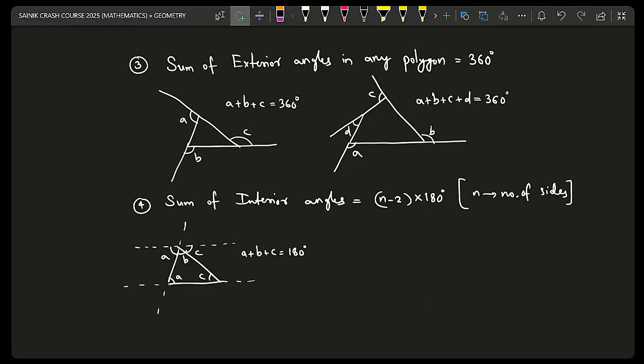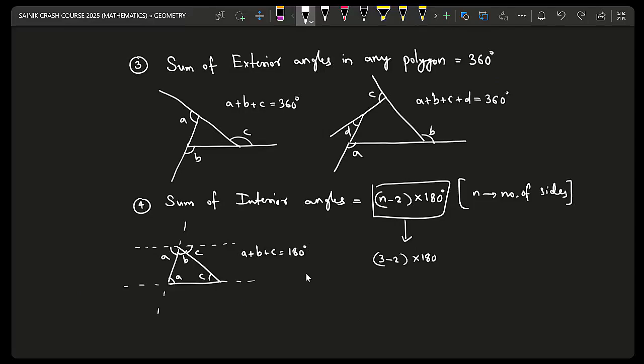So we can also understand with the help of the formula. In this formula you just substitute n equal to 3, because the number of sides of a triangle is 3. So 3 minus 2 into 180 degrees. 3 minus 2 is 1, and 1 into 180, we got again 180. So is it matching? Yes.